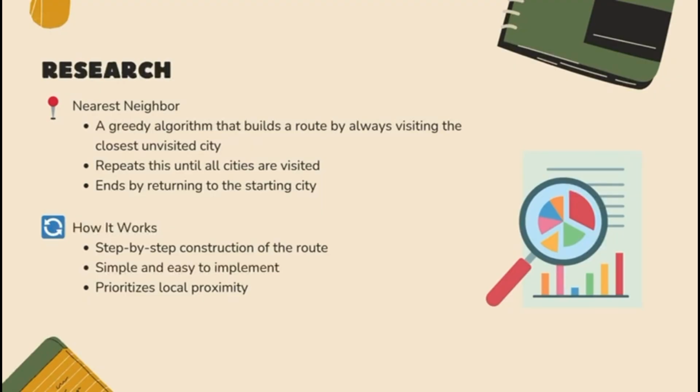Hi, I'm Tibing. Now I'm going to go through our next research topic, which is the nearest neighbor algorithm. Nearest neighbor is a greedy algorithm that builds a route by always visiting the closest unvisited city. Then it repeats this until all cities are visited and it ends by returning to the starting city. So how does this nearest neighbor algorithm work?